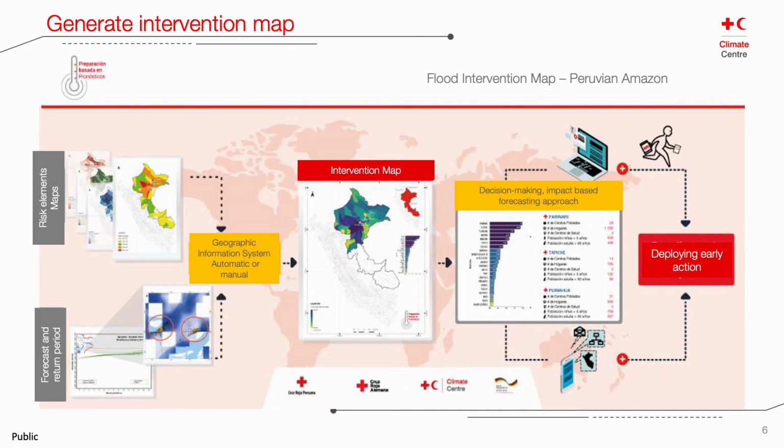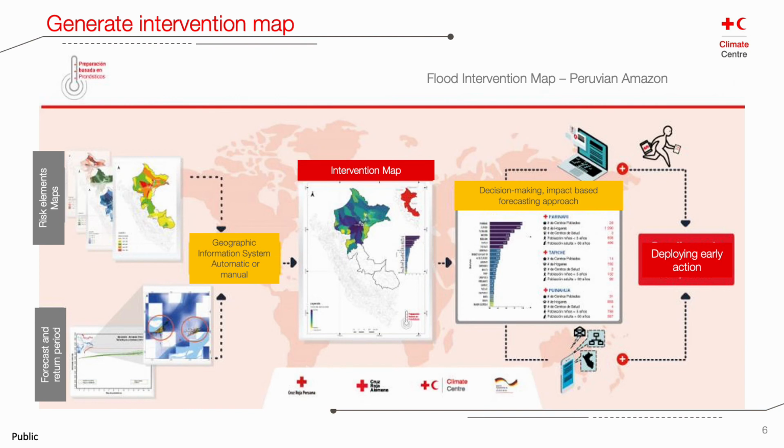Generate intervention maps. Where and when should decision makers take early actions? Historically, vulnerability and exposure maps have been used primarily for planning and infrastructure, but not necessarily to contextualize forecasts and warnings. When an impact level is reached, we combine vulnerability and exposure information with real-time forecasting to identify which areas are likely to be most affected.